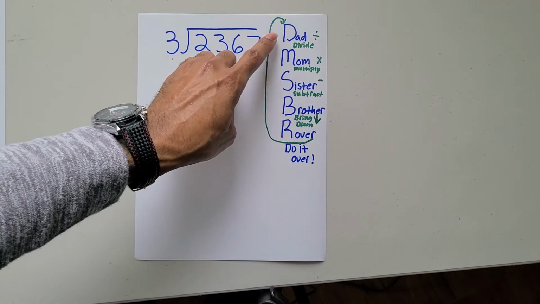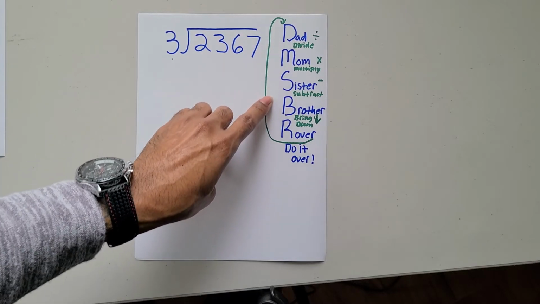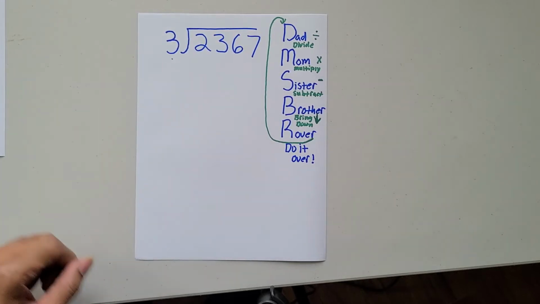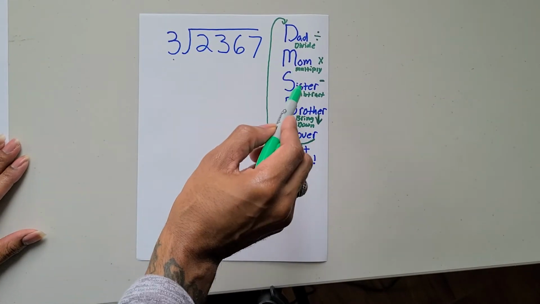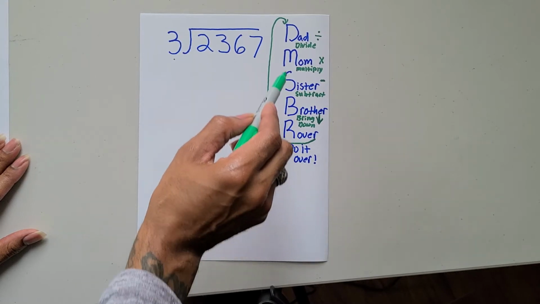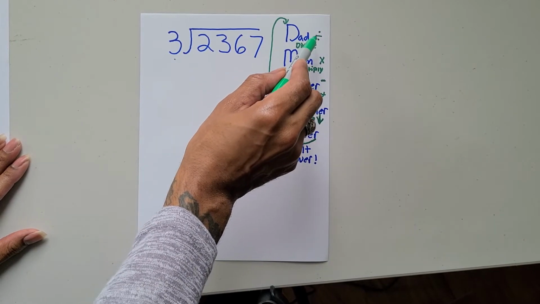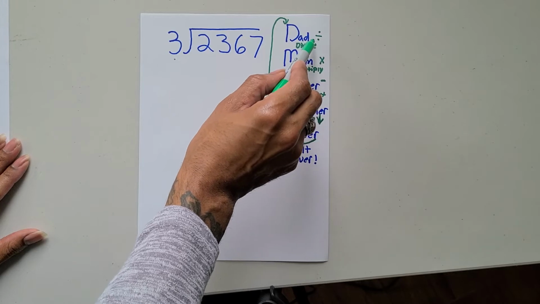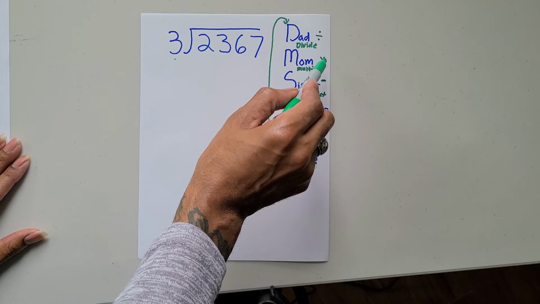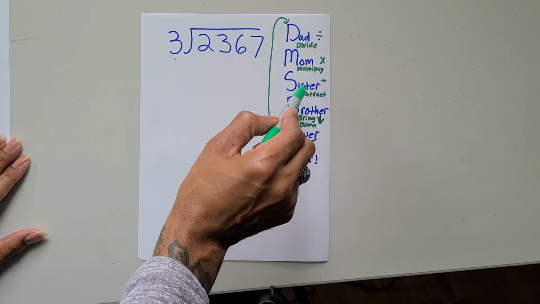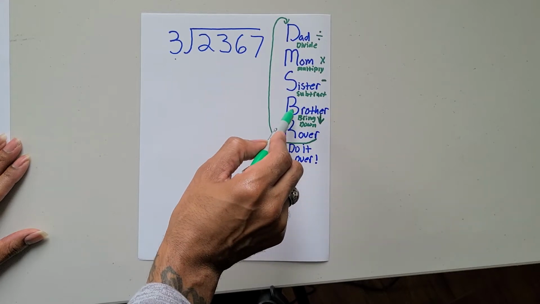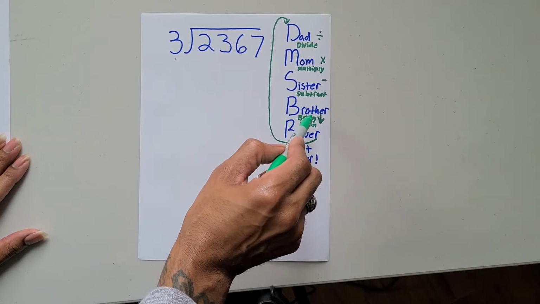Now, if you look over here, I have a bunch of words. Let's look at the words in the blue. We have dad, we have mom, we have sister, we have brother, we have rover. Now, dad stands for divide. Here's my division symbol. Here's the word. Mom stands for multiply. Sister stands for subtract. And brother stands for bring down.